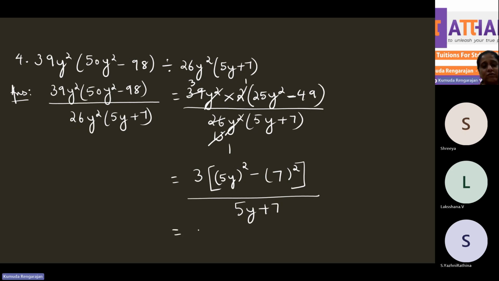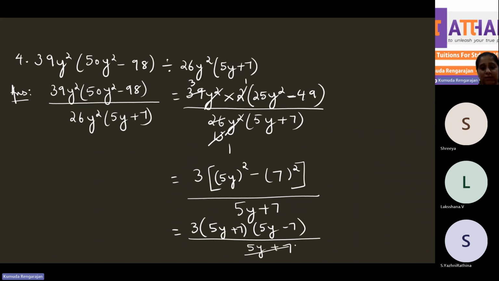Now the numerator is of the form a square minus b square, which can be written as a plus b into a minus b. 5y the whole square minus 7 the whole square. How do you write a plus b? 5y plus 7. Yes, a plus b into a minus b: 5y minus 7. Very good. Divided by 5y plus 7.